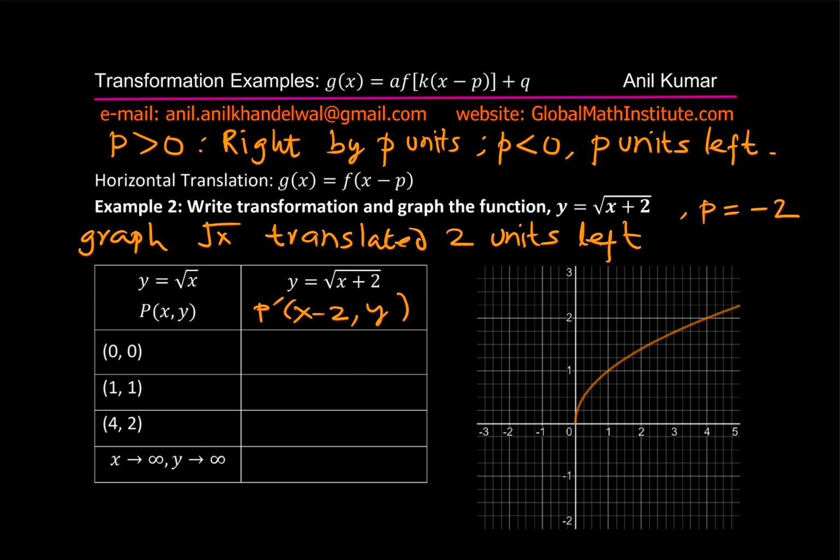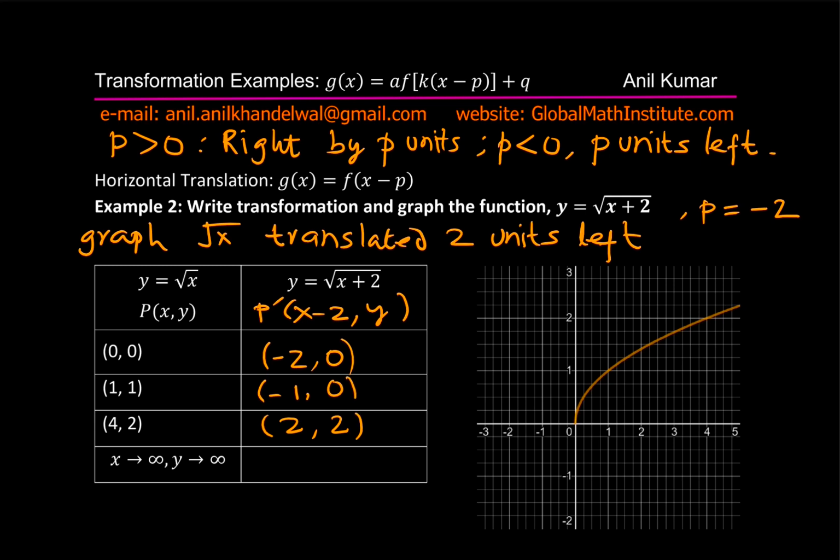Perfect. So this time we are going to reduce the x values by 2. So instead of 0, we get minus 2. Here we get minus 1, and then 2. The y values will remain exactly the same. Is that clear to you?